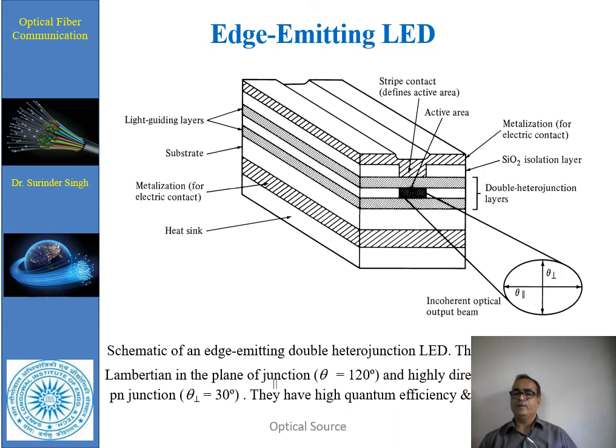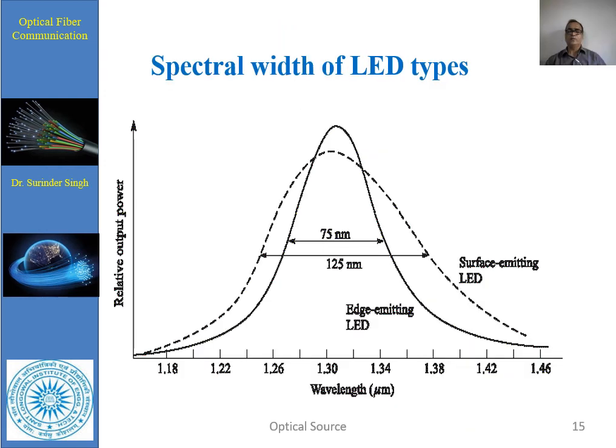this theta perpendicular varies from 25 to 35 degrees by proper choice of the thickness of this part. High quantum efficiency and fast response can be obtained from this edge emitting type of LED. The directionality of this edge emitting LED is better as compared to the surface emitting LED.